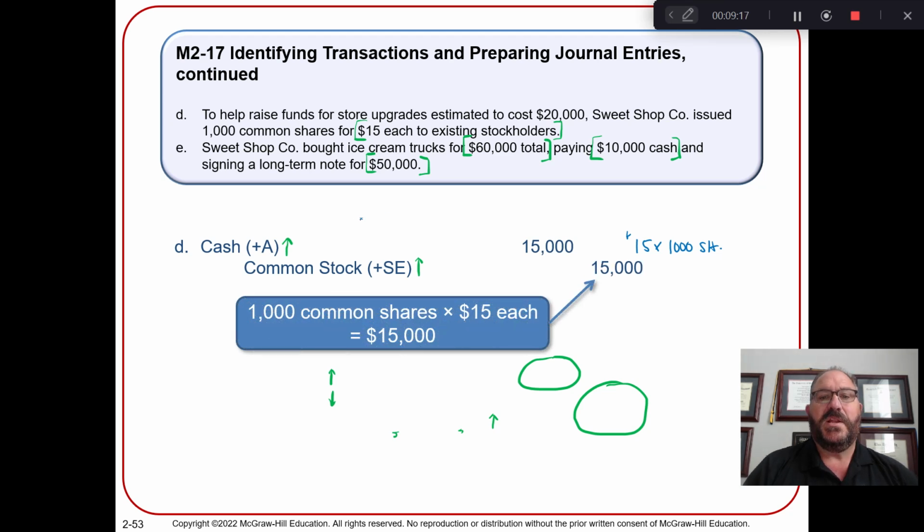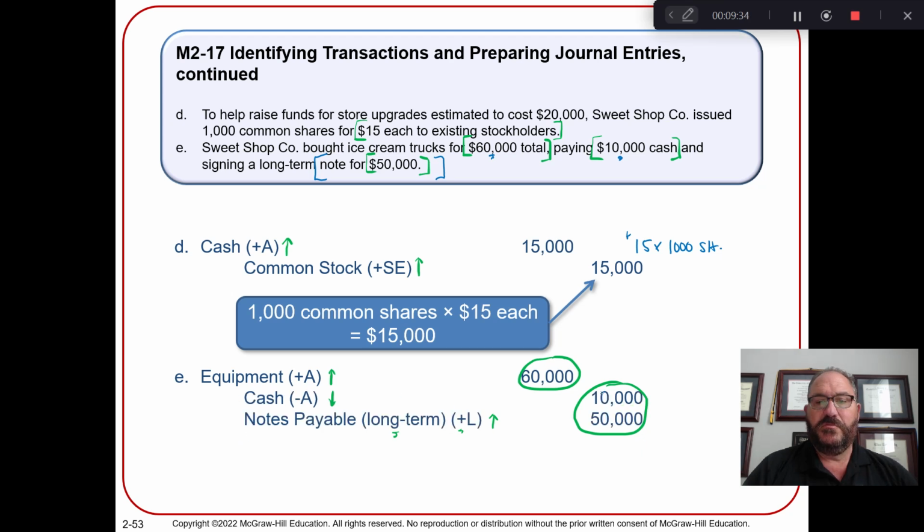Okay. Now they bought ice cream trucks totaling $60,000. Those are going to be assets. Paying $10,000 in cash and signing a long-term note for $50,000. So what do we get? We got trucks, $60,000. We spent $10,000 in cash and notes payable. Notice how this 60 equals that 60. So what they do, they got these trucks and they gave up $10,000 in cash and they signed a liability. Notice how everything balances. Okay?